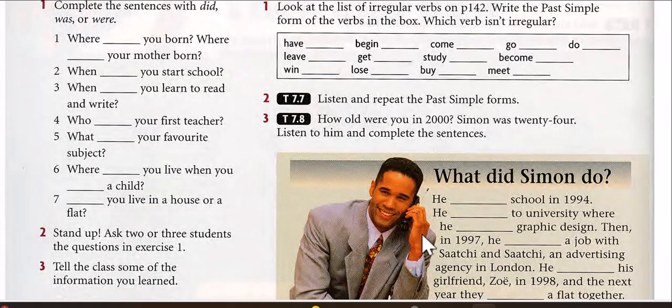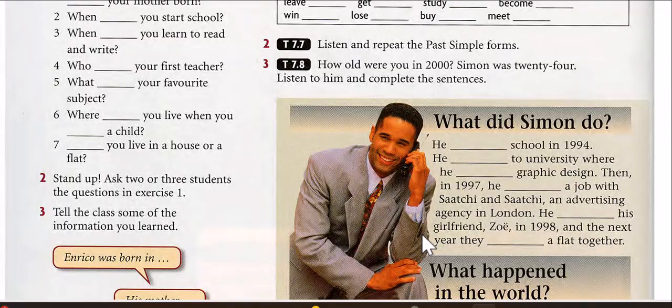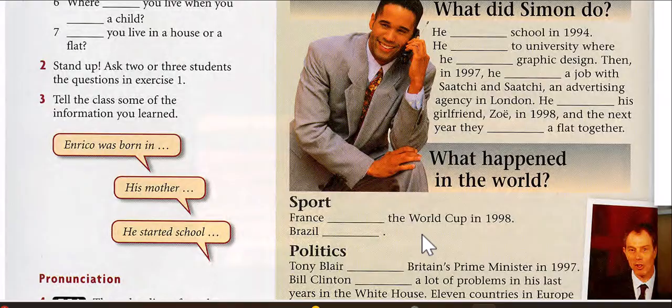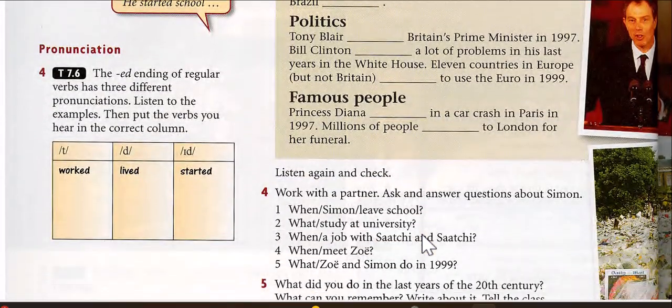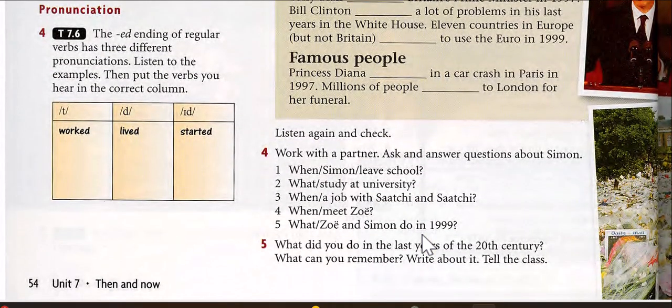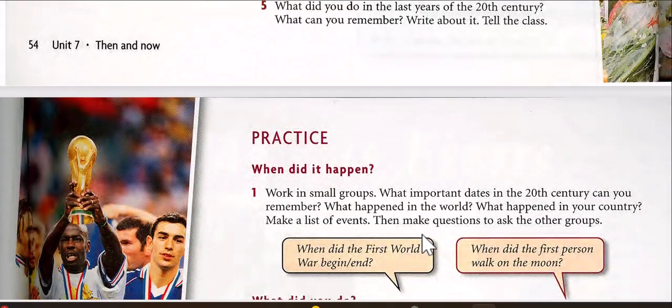Now look at this one. How old were you in 2000? Simon was 24. Listen to him and complete the sentences. As I said earlier, you have to check the Google Classroom. I have posted the listening script, the listening podcast, and follow that and do the exercise. So you will get multiple times practice. Then it will be easy for you to understand better.